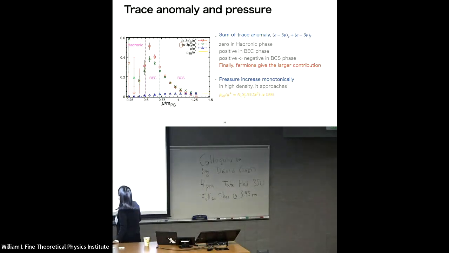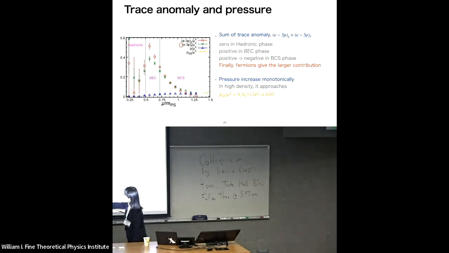The sum of the first term and second term of the trace anomaly is given by the red data minus the green data. In the hadronic phase, the red data is consistent with the green one. So if we take the subtraction, the total trace anomaly is consistent with 0 in the hadronic phase. This is very reasonable because in the hadronic phase, if we change the value of mu, the physical quantity does not change, the so-called Silver Blaze phenomenon. And in the BEC phase, the red data is larger than the green one, so red minus green becomes positive in the BEC phase.